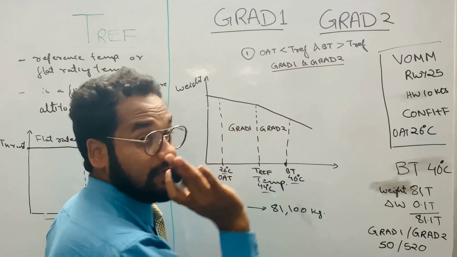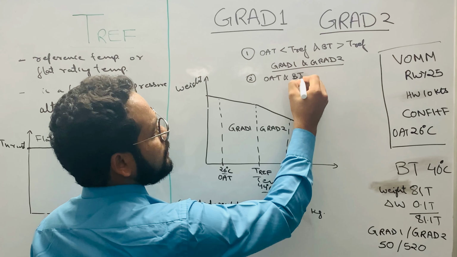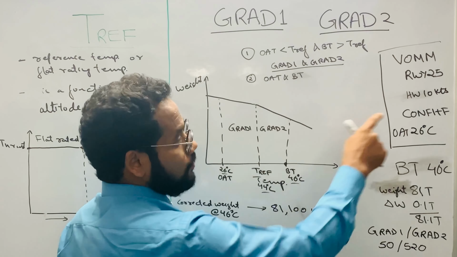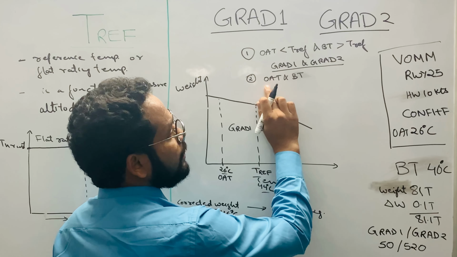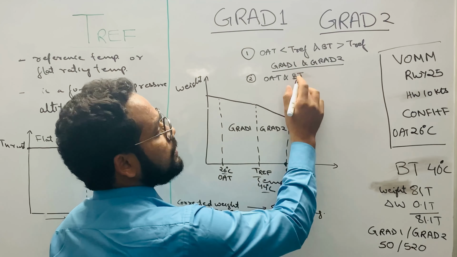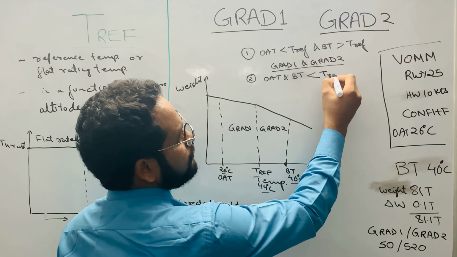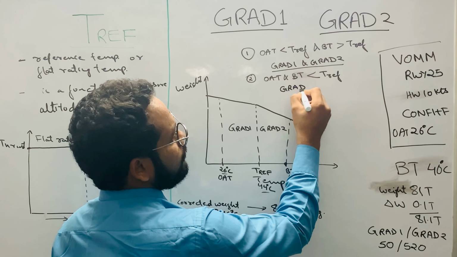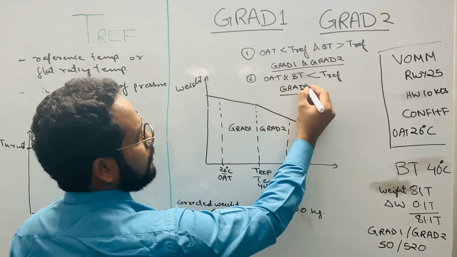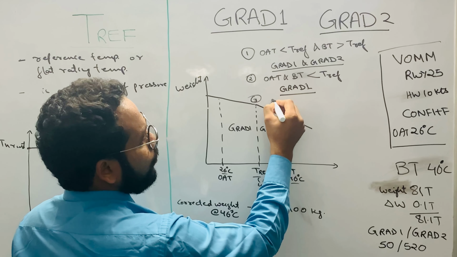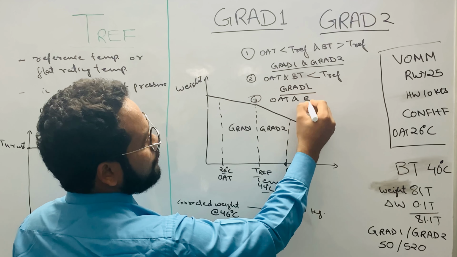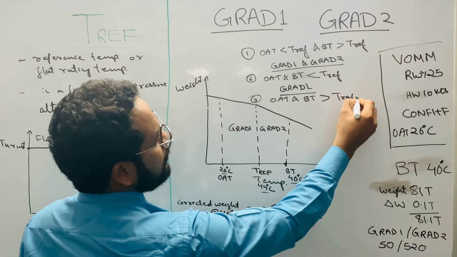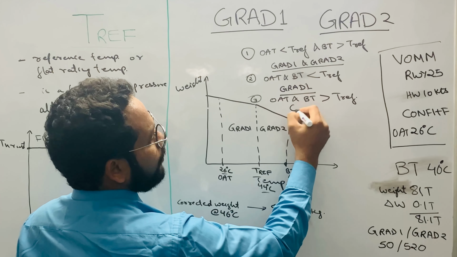Second case: if both OAT and the lowest temperature on the chart, in that particular column, like in the example the 10 knot headwind column, which I am calling box temperature, are below Tref, then only grad 1 correction is applicable. Only grad 1 is applicable. And third case: if OAT and the lowest temperature on the chart are greater than Tref, that is the flat rating temperature, then only grad 2 is applicable.